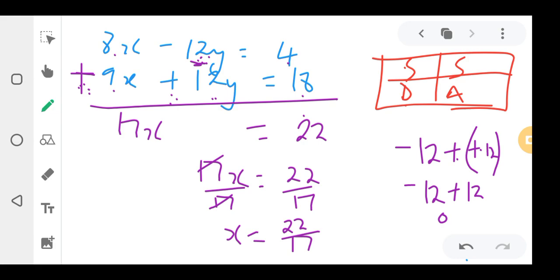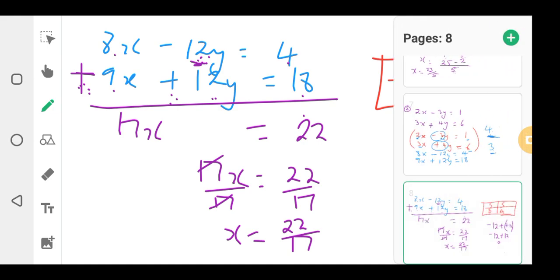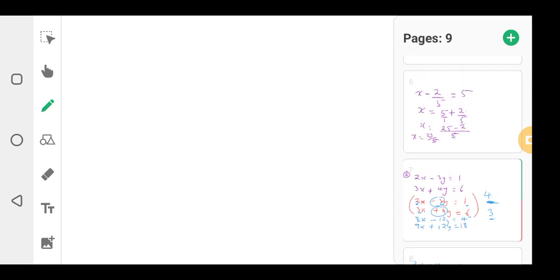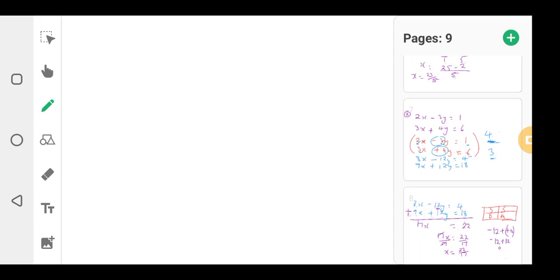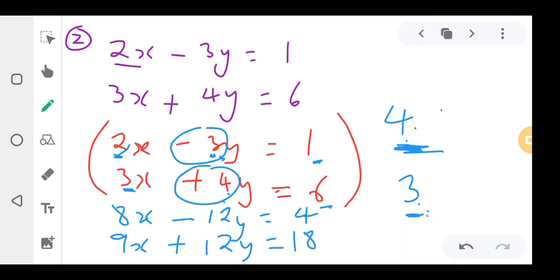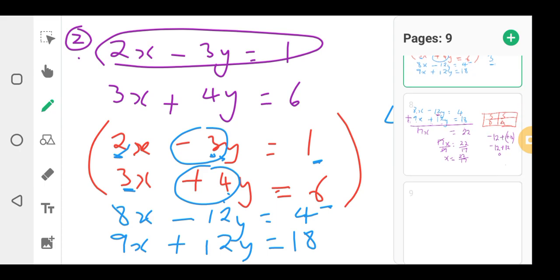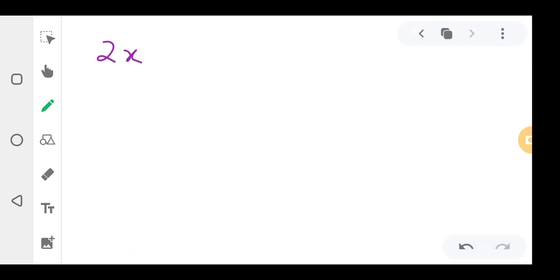So you pick one of the original equations. So I'm trying to find y. So in finding y, you pick the original equation. What was the equation for this one? You pick this one, the first equation. Oh no, this is question 2. Okay. So what do you have? 2x minus 3y is equal to 1.